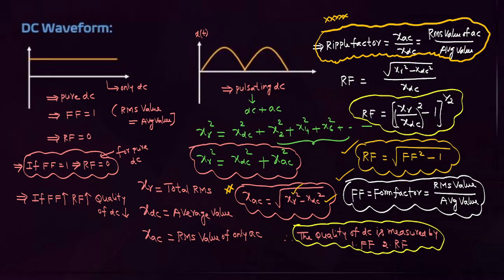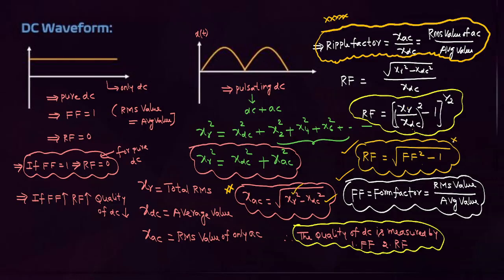From total RMS, you subtract the average, which means DC, and we get only the AC. That is called X_AC. That is the RMS value of AC by the average value. By simplifying this, X_R by X_DC, that is RMS value by average value, which is called the form factor.